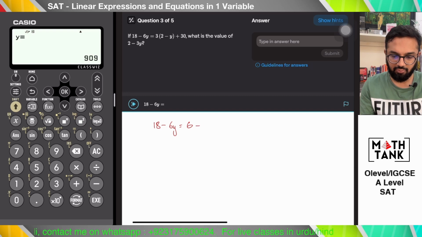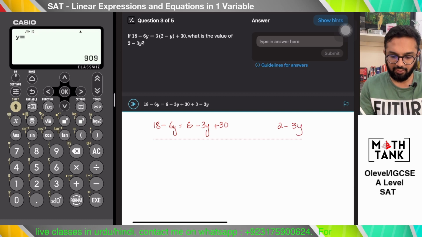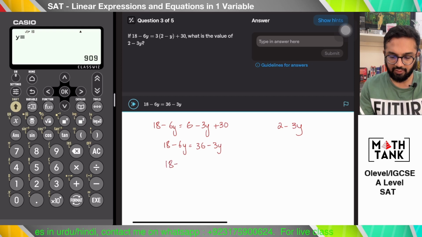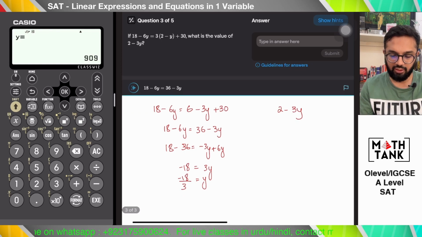6 minus 3y plus 30. What is the value of 2 minus 3y? So let's first find out y, and then we're going to solve. So I have 18 minus 6y equals 36 minus 3y. I can shuffle around the numbers and say that 18 minus 36 equals minus 3y plus 6y. And I have 3y equals minus 18. Y equals minus 18 divided by 3.